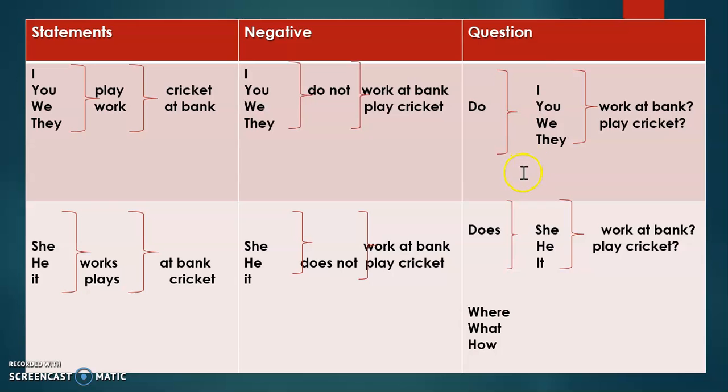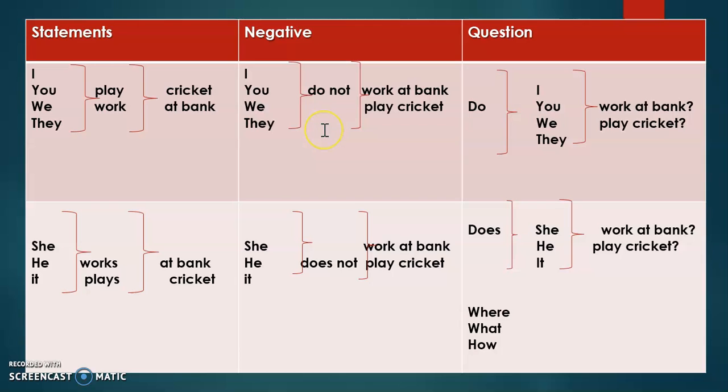Now that's a yes or no question. How to form a WH question? Very simple. We can add the appropriate WH word in front of that helping verb do. Where do I play cricket? Where do you play cricket? Where do they play cricket? This is the way we form questions.